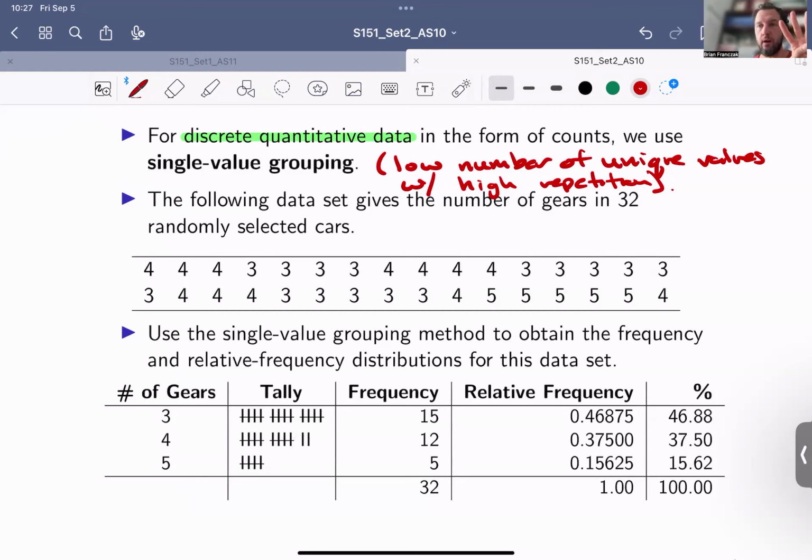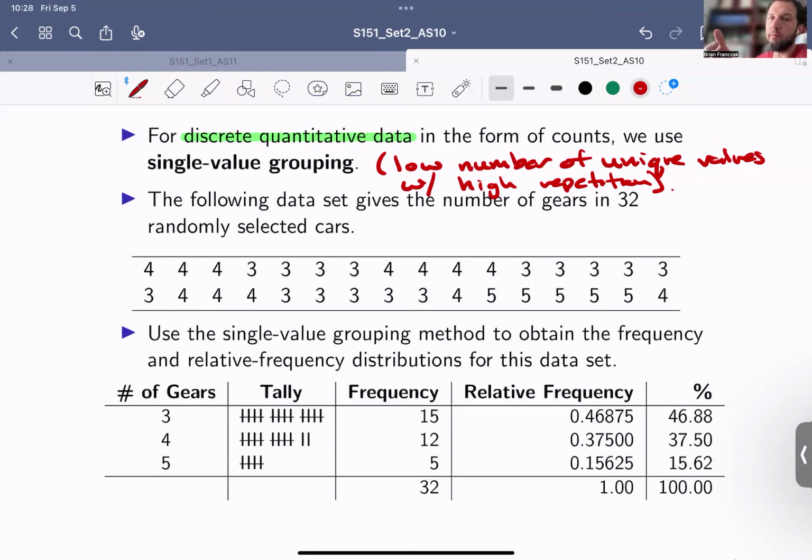So we have 3 outcomes in the data set, 3, 4, 5. They are clearly discrete because they are whole number counts. We're counting the number of gears in a car. So cars typically only have whole number of gears. Like you can have 6 gears in a car, 5 gears in a car, etc. So a low number of unique values, but a lot of repetition at each value. So for example, we have 15 cars with 3 gears, 4 cars with 12 gears, 5 cars with 5 gears.